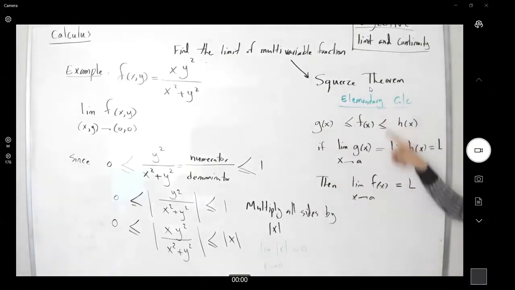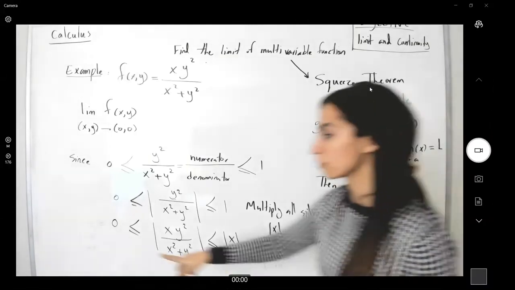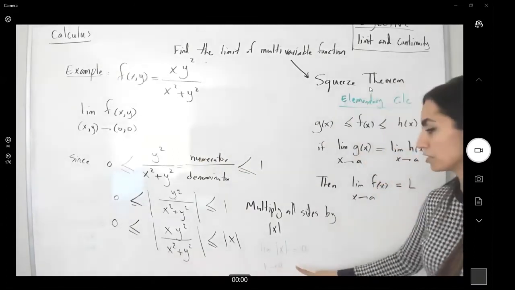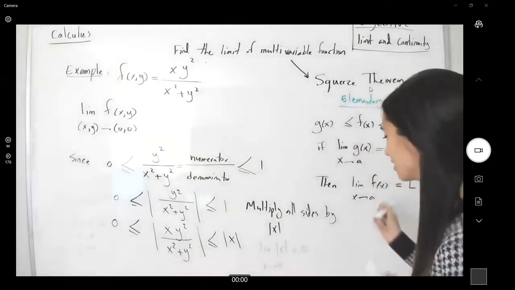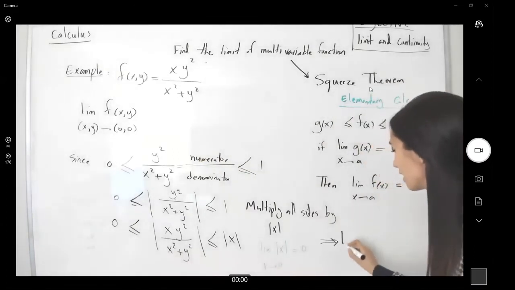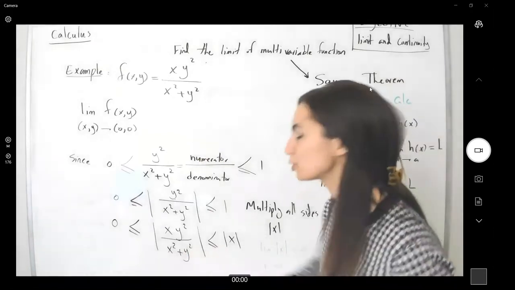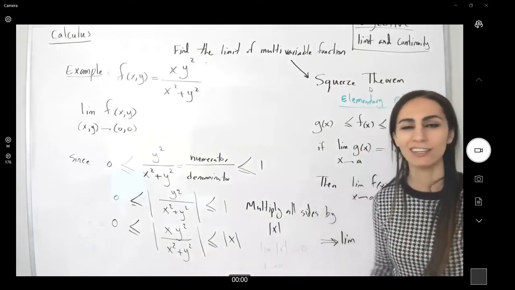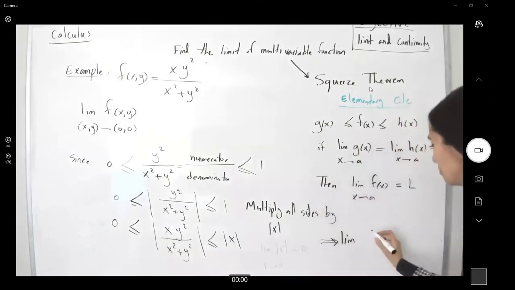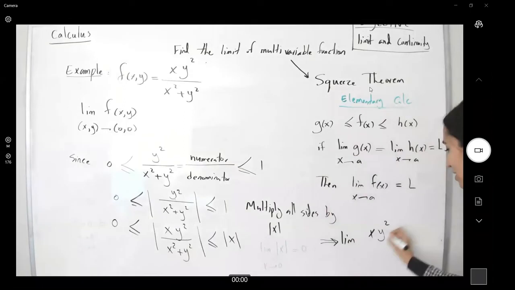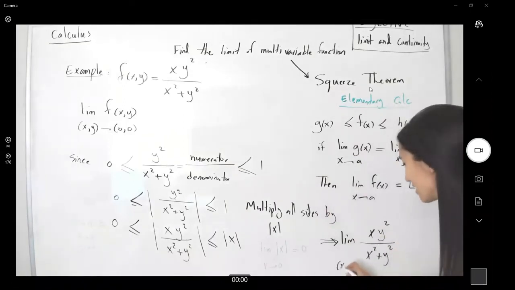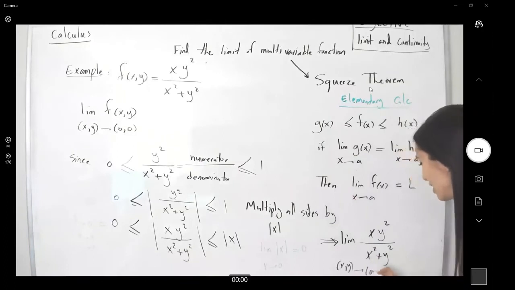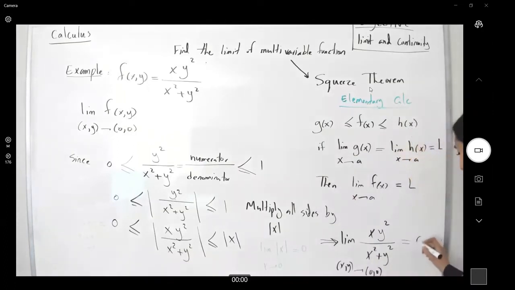So the squeeze theorem says, since the limit from the left is 0 and the limit from the right is 0, the conclusion is the limit of the absolute value of the function and the function is equal to 0. x y squared divided by x squared plus y squared as x and y approach 0 and 0 is equal to 0.